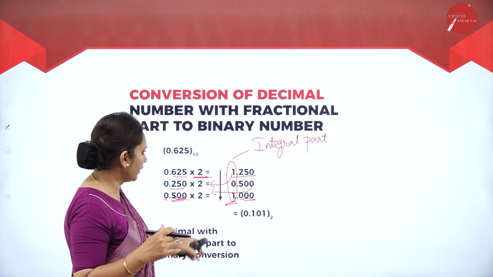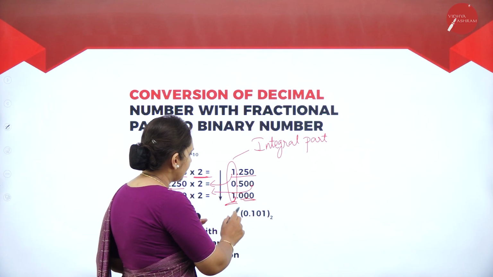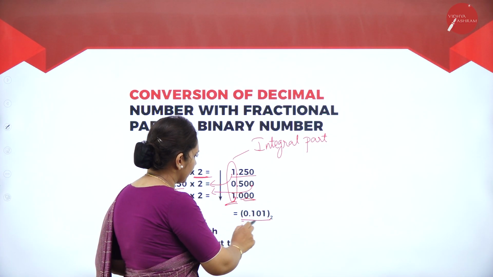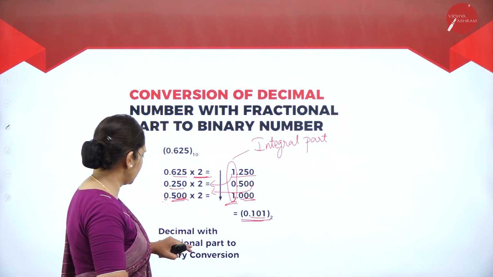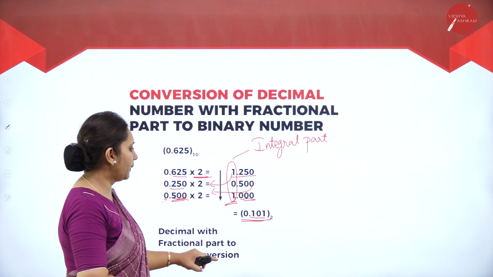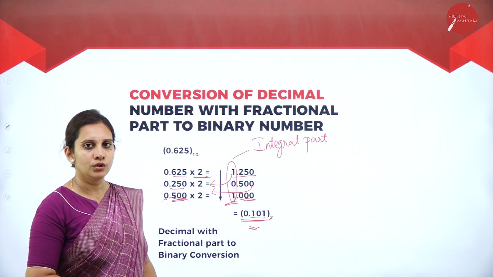After that, you can keep on multiplying. Then from top to bottom you will get the answer 101. That is a decimal with the fractional part converted to binary, to the base 2. This is the method we need to follow.